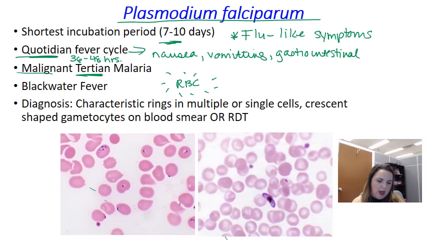Sketchy calls this a banana-shaped gametocyte, but either way, you can see it in the blood smear pretty clearly. You can also do a rapid diagnostic test. Those are available, and they're used for antigen detection using a chromatographic lateral flow strip. There's also monoclonal antibodies that you can use for specific Plasmodium targets.